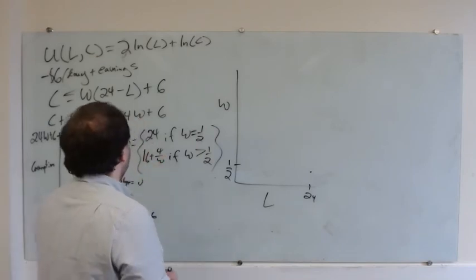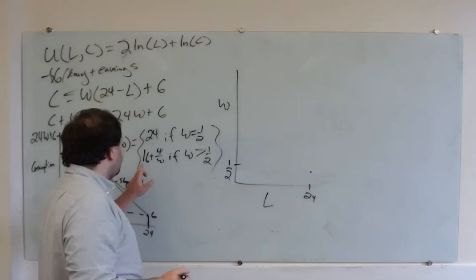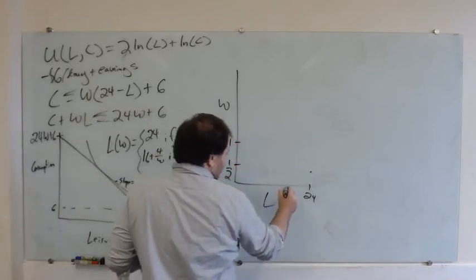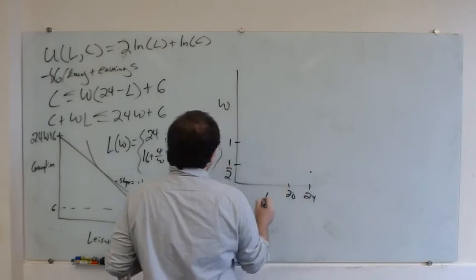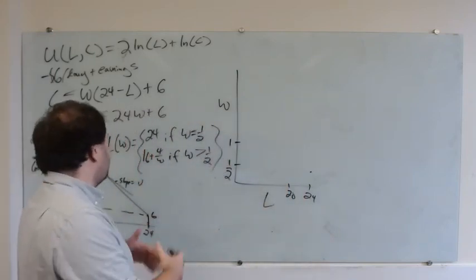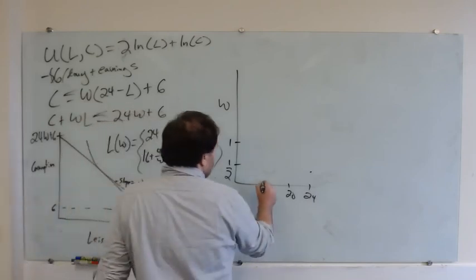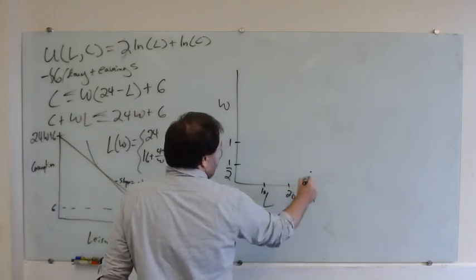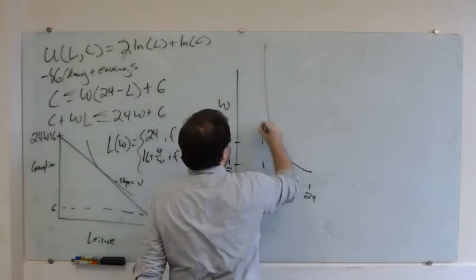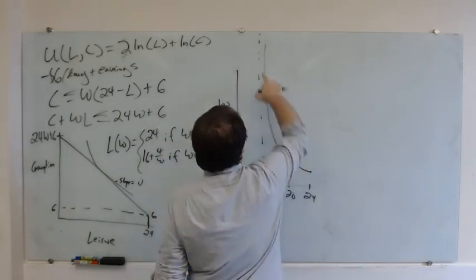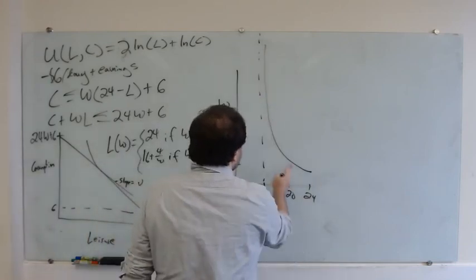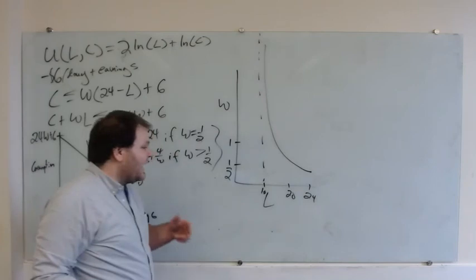At a wage of, let's say, 1, that's going to be 16 plus 4 is 20, right? And if I let the wage get as big as it possibly could, right, if I had a wage of infinity, the lowest my leisure would ever get is 16 hours, right? So I'm going to end up with a picture that looks something like this, where as my wage gets higher and higher and higher, I'm going to take less and less and less leisure, but I'm never going to get less than 16 hours of leisure.